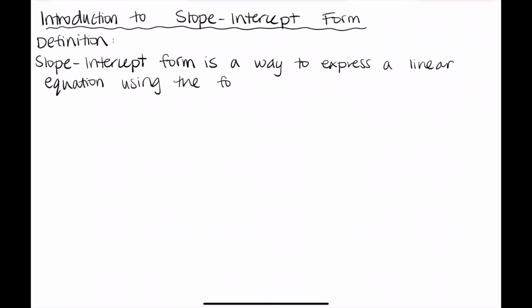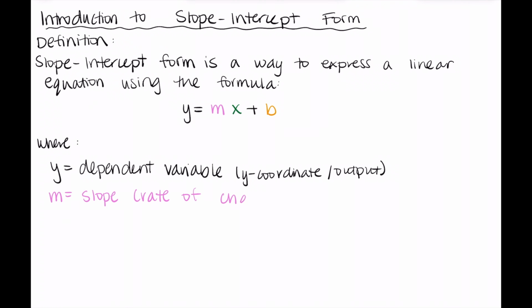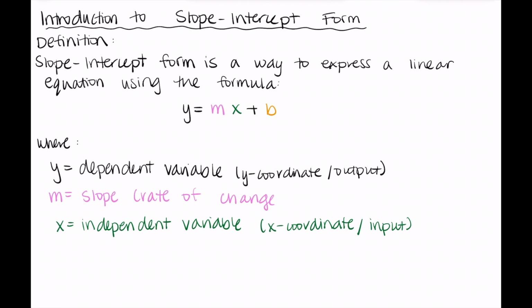Now, what does each one of these terms represent? Let's define them. In y equals mx plus b, y is our dependent variable, our output, and our y coordinate. Then m represents our slope, our rate of change. Then we have x, which is our independent variable. It can also be referred to as your input or your x coordinate. And then we have our b term, which is our y-intercept. A y-intercept is where the line crosses the y-axis.